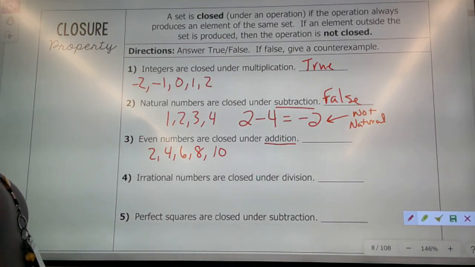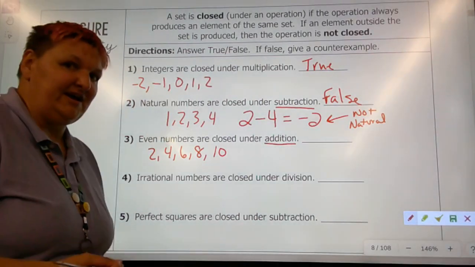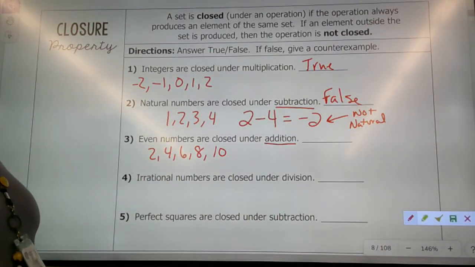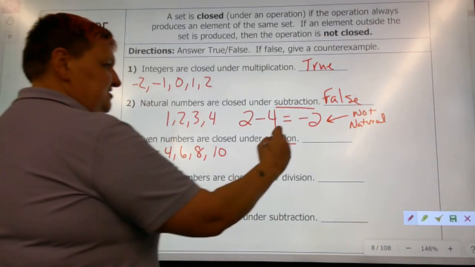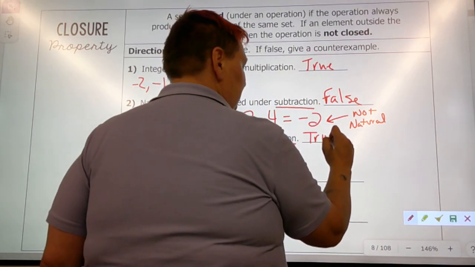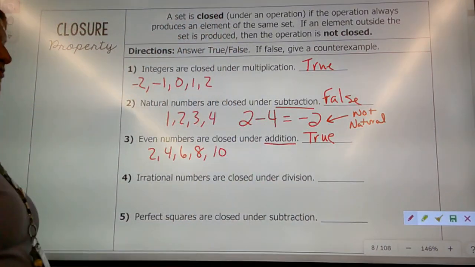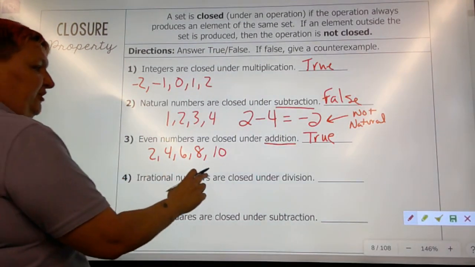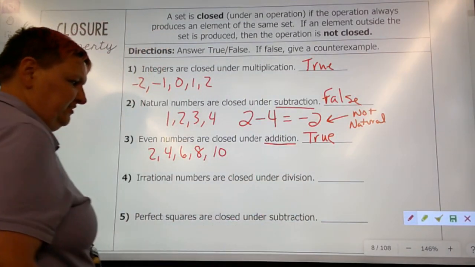Think about that for a second. Can you come up with an example where you added two even numbers and ended up with an odd number? No. This is closed because you add two even numbers, you will always get another even number. Right? And then irrational numbers are closed under division.